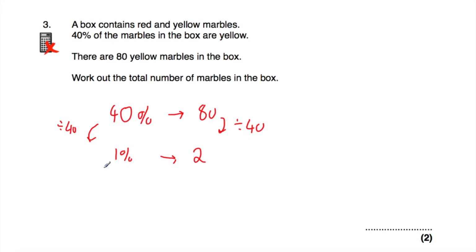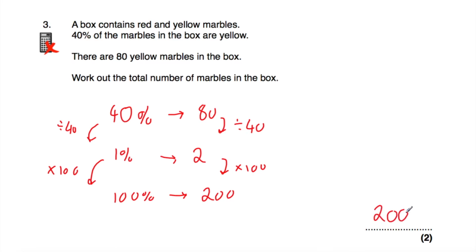Now we want 100%. We want to find out how many marbles are in the box. So we're going to times by 100 and times by 100, and 100 times by 1 is 100%, that's why we're timesing by 100, and then 2 times 100 is equal to 200. That means there's 200 marbles in the box, 80 of them are yellow, and then the rest would be the red ones, so that'd be 120. But the question just wants to know the total number of marbles in the box. The answer is 200, and that's it.